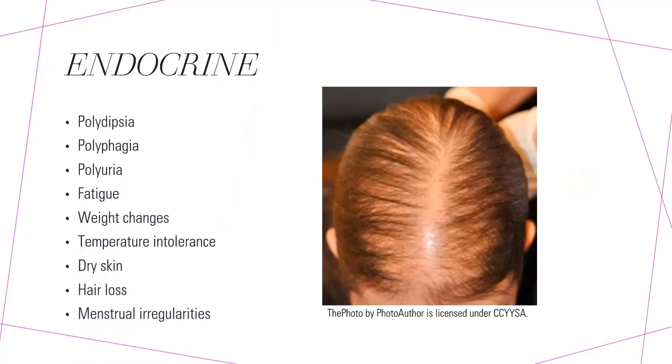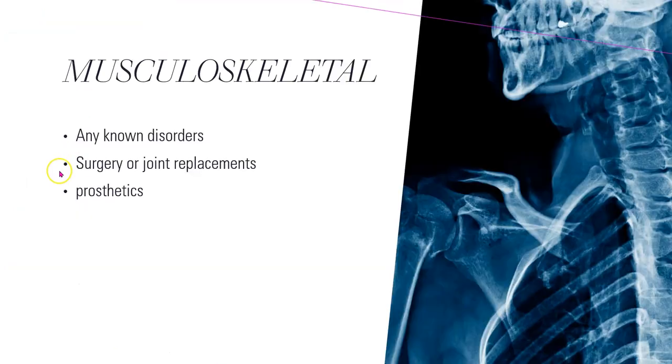Any weight changes, dry skin, any hair loss. If they're having any hair loss, is this something that they're causing? So do they have maybe trichotillomania and they're pulling their hair? Do they have any menstrual irregularities? Musculoskeletal, do they have any prosthetics? Have they had any joint replacements or surgery or any known disorders?